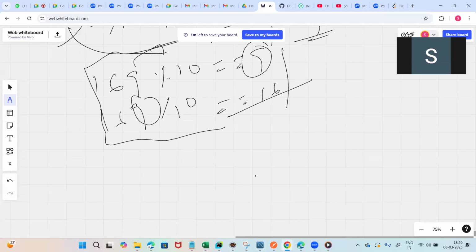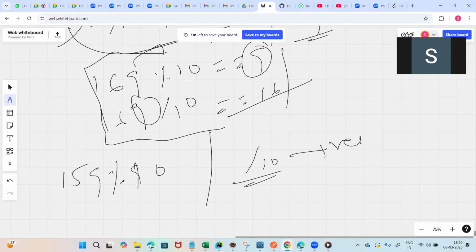See, don't use modulus 10 or 9. Only 10. Modulus 10, by 10 here. By 10 will remove the last digit. Modulus 10 will fetch you the last digit.